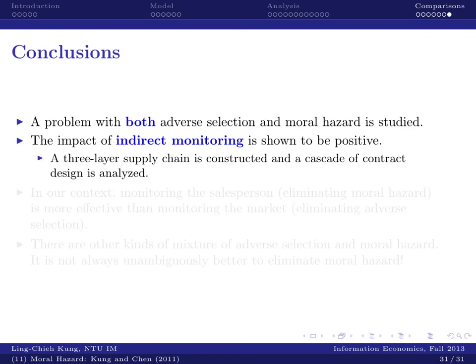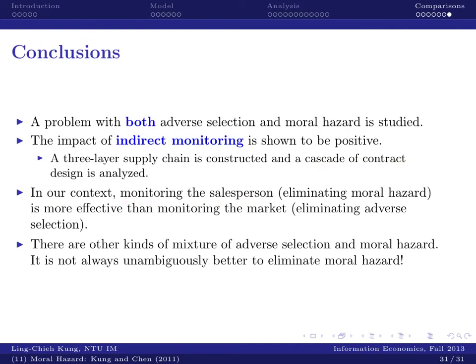Okay, so conclusion. We studied a problem with both adverse selection and moral hazard. That's common in practice because in many situations you see more than one source of information asymmetry. The impact of indirect monitoring is shown to be positive in general under our basic setting. And as we mentioned, when those three assumptions are not true anymore, there are some differences. In most cases, diligent still dominates knowledgeable, and indirect sales dominate direct, but there are some differences. We use a three-layer supply chain, which is interesting because now you have three players and a cascade of contract design, upper stage, lower stage. In our context, monitoring the salesperson is more effective than monitoring the market, which means eliminating moral hazard is more effective than eliminating adverse selection.